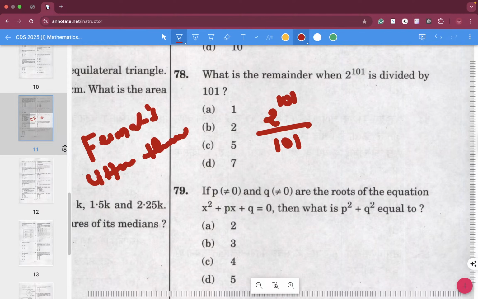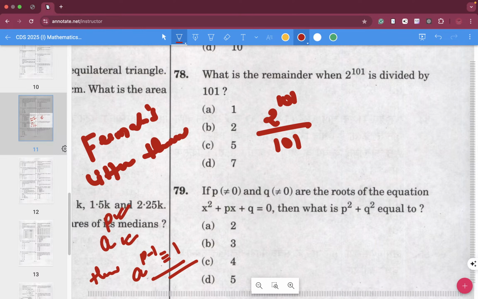What does it say? For a raised to the power p, where p is a prime number and a is a natural number not divisible by p, the remainder of a raised to the power p minus 1 is 1.